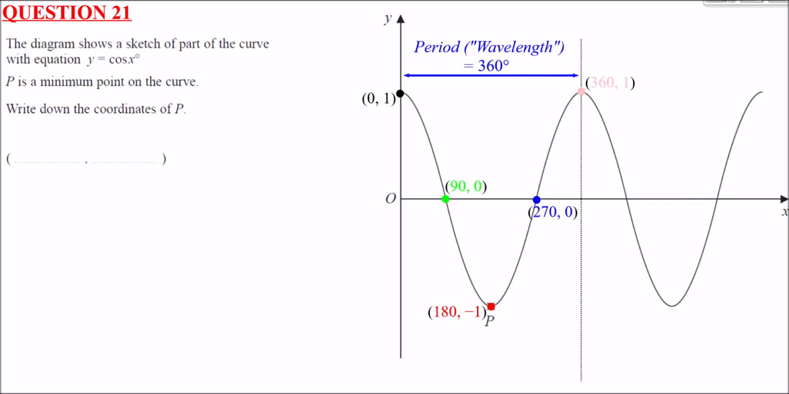the wave. Essentially though, we're wanting the minimum, I think I'll go for a yellow. So P is a minimum point on the curve, coordinates of P are therefore 180 and minus 1. So P, very simply, is just 180, minus 1.